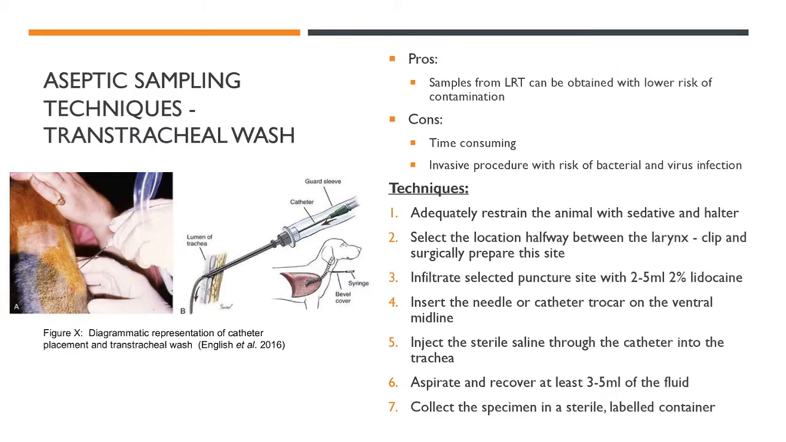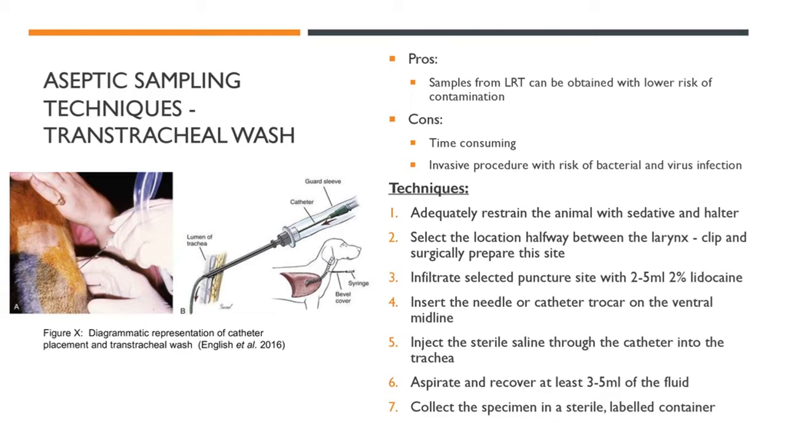Transtracheal wash is another technique that can obtain samples from deep lungs. The advantage of using this technique is that samples from the lower respiratory tract can be obtained with lower risk of contamination. However, this technique is time-consuming, and it is an invasive procedure with risk of bacterial and viral infection. To perform this sampling technique, firstly, sedation and a halter are necessary to restrain the animal.